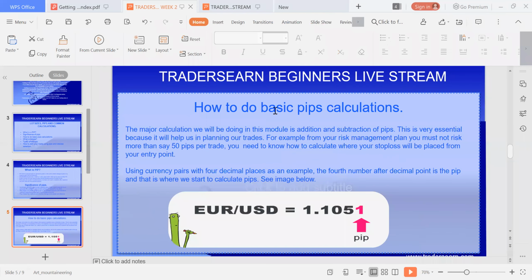Okay, now we want to start on how to do basic calculations. The major calculation we'll be doing in this module is addition and subtraction of pips. This is very essential because it will help us in planning our trades.